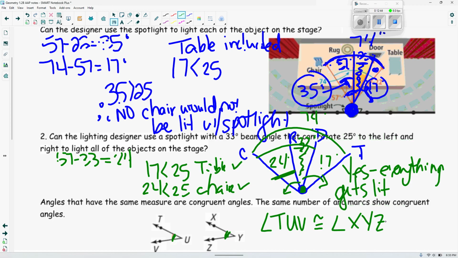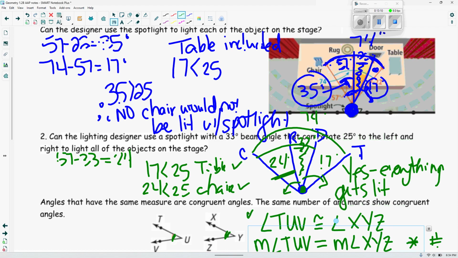I could also say that the measure of angle TUV is equal to the measure of angle XYZ. Remember that when I'm using an equal sign, I know a number for an answer. So if I write it this way with the M, I have to have an equal sign and a number. I can tell you that angle degree, that measure.